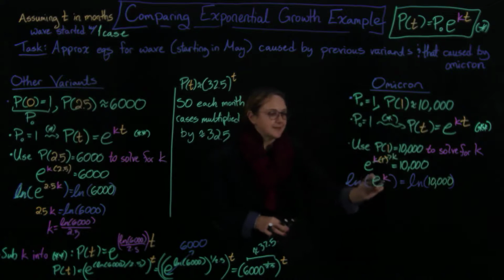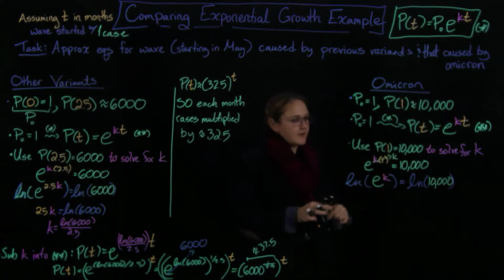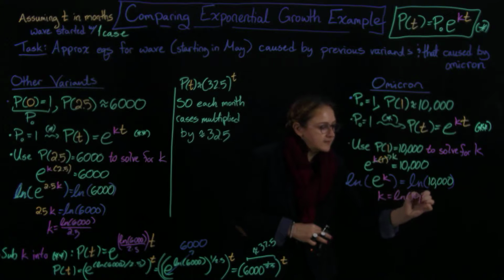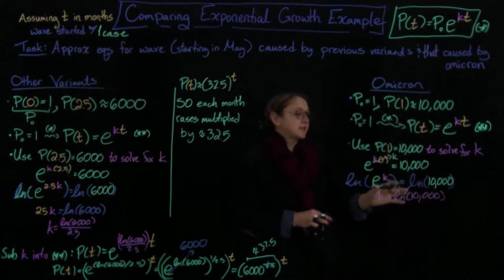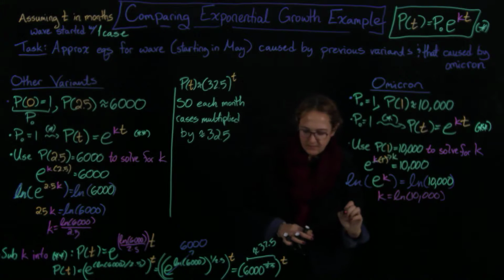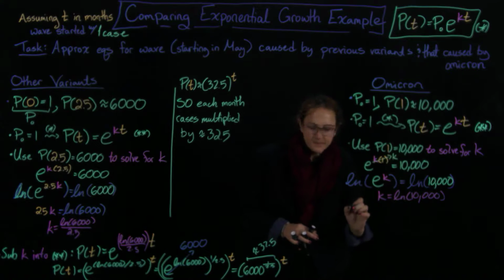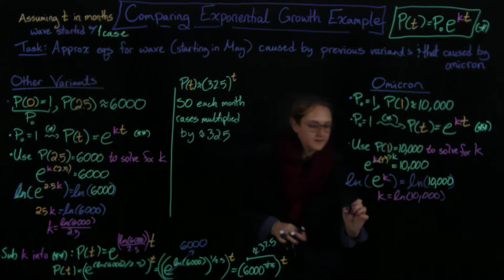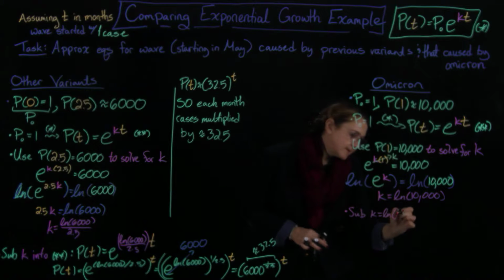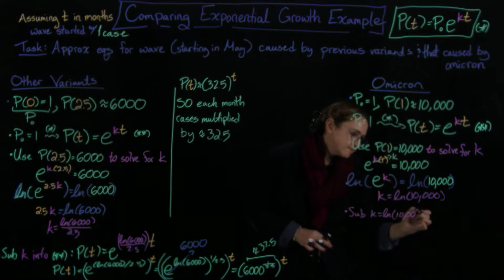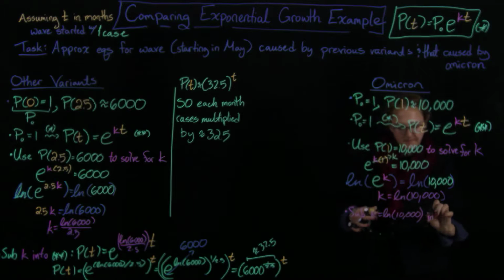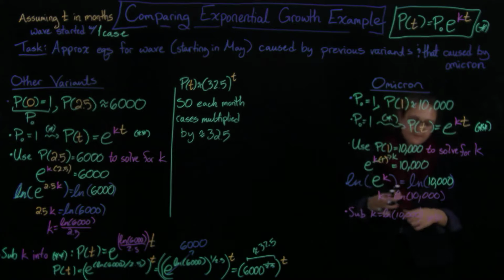Okay, and again, because these are inverse functions, I just get that input there. And so I'm getting here that k is equal to the natural log of 10,000, right? Which makes it much easier. So now I want to sub this in to double star. So what I want to do is sub k equals the natural log of 10,000 into this double star.